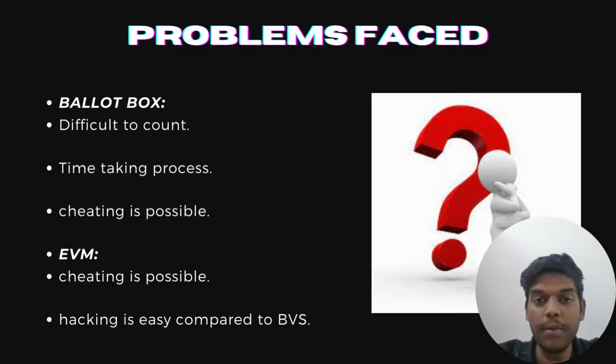There are a lot of problems with the above listed methods. In ballot box, since every process is done manually, it takes a lot of time to complete it. It is also very difficult to count everything manually. Since every process is done manually, cheating is also possible. In EVM, that is, electronic voting machine, cheating is possible because the system does not know whether the voter is voting for the first time or not. In this way, there are some people who do it multiple times.